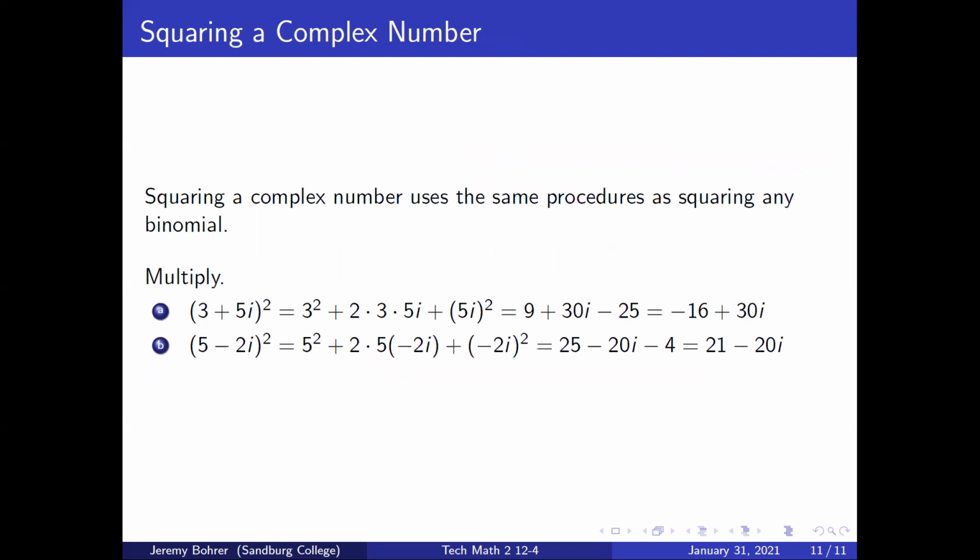Squaring a complex number uses the same procedures as squaring any binomial. 3 plus 5i quantity squared equals 3 squared plus 2 times 3 times 5i plus 5i quantity squared, which is 9 plus 30i minus 25 equals negative 16 plus 30i. 5 minus 2i quantity squared equals 5 squared plus 2 times 5 times negative 2i plus negative 2i quantity squared equals 25 minus 20i minus 4, which is equal to 21 minus 20i.